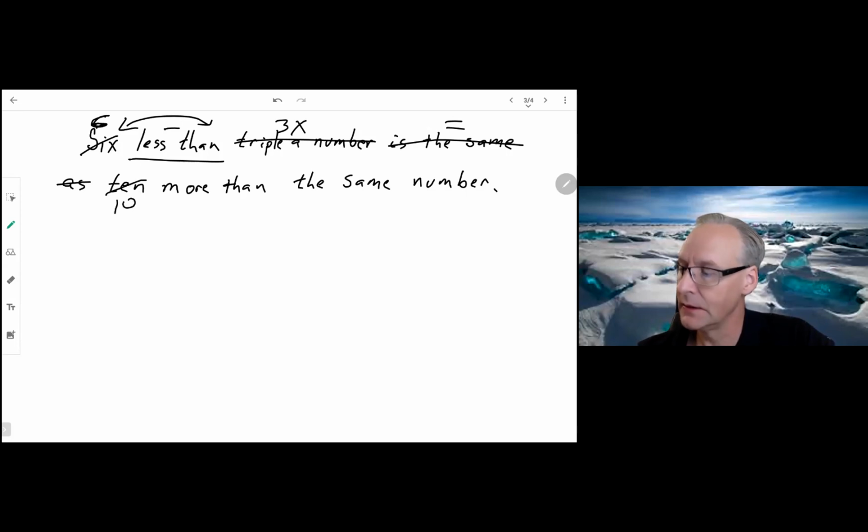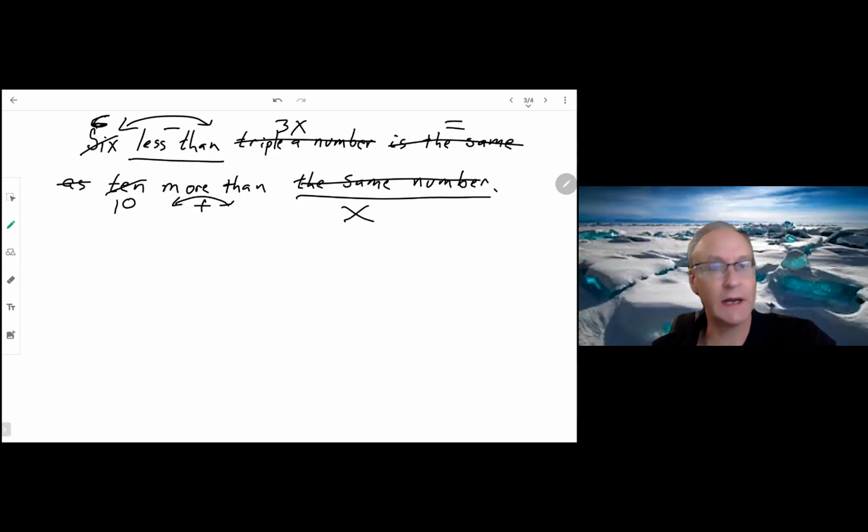More than, just like less than, it means reverse addition in this case. Greater than, bigger than, faster than, hotter than, all of those things mean reverse addition. The same number would just be x. So now I have an equation that I can write. I have 3x minus 6. Remember, you have to reverse the less than. Is the same as 10 more than x. And now I have an equation.